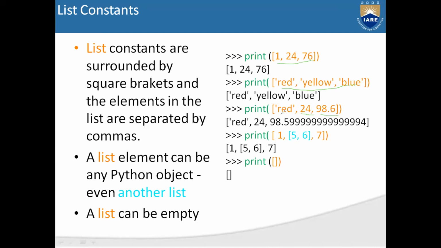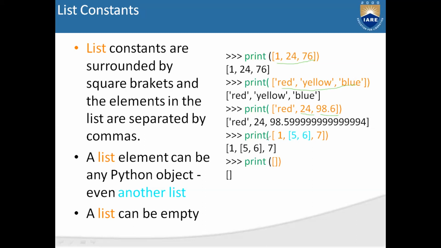But you observe in the third one, the first element is of type string, the second element is of type integer, and the third element is of type float. So that's why, if you are assigning a list that consists of a collection of elements, all the elements need not be of the same type. Please understand this. It can be the same type, for example, as we have done here with integers, but it can also be of different types.